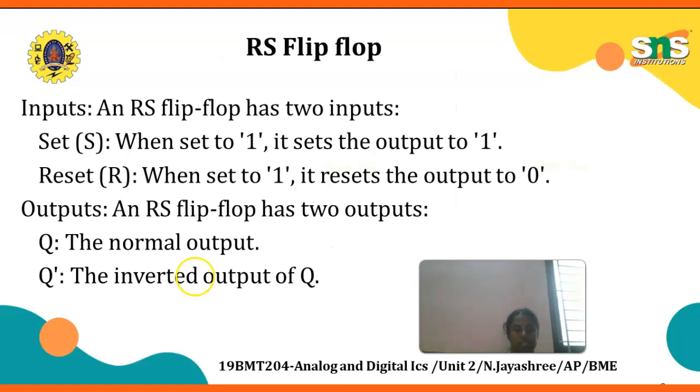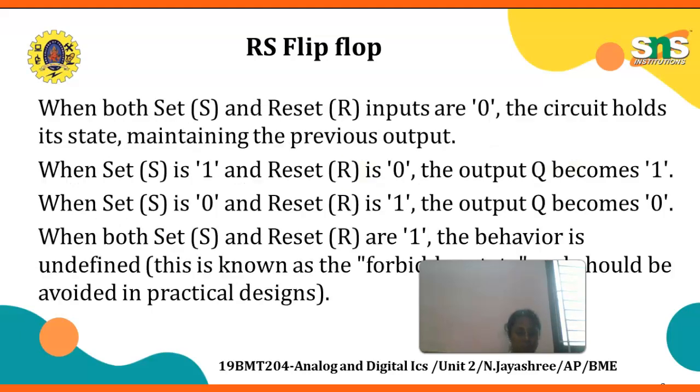This is the explanation which I told earlier, mentioned here. R and S are the two inputs. When set is 1, the output is equal to 1. If reset is 1, it resets the output to 0. That is the set and reset concept in flip-flops. The RS flip-flop has two outputs, the normal output and the inverted output. The inverted output is indicated by Q bar and the normal output is indicated by Q.